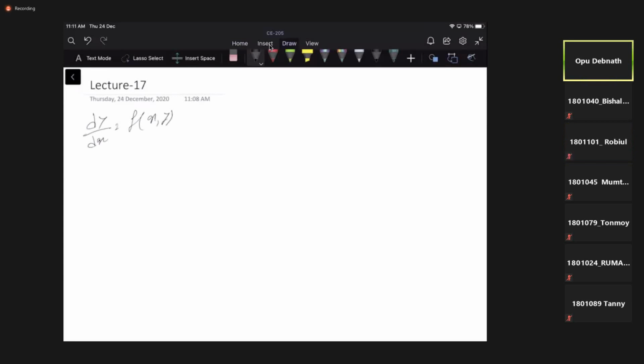The first one was Picard's method, and thereafter Euler's method, having different variants, modified Euler's method and improved Euler's method as well. And in today's lecture, we will first discuss the Runge-Kutta methods of different orders, starting from first order to fourth order, and thereafter we will go for simultaneous first order differential equations, how to solve the simultaneous first order differential equation.